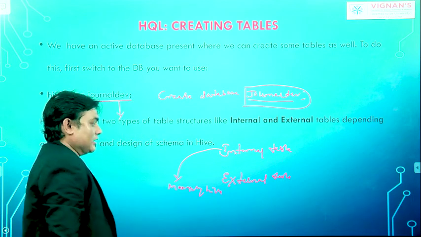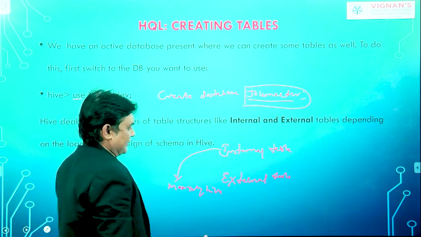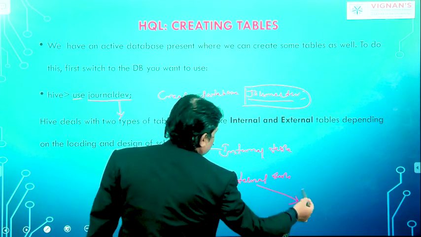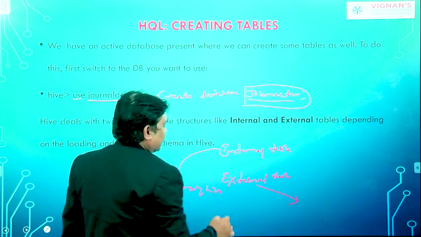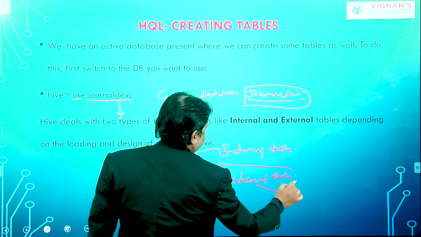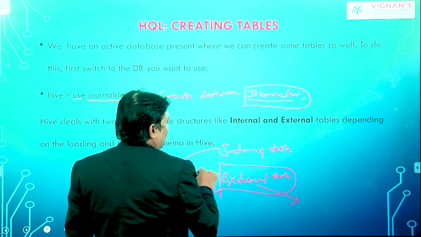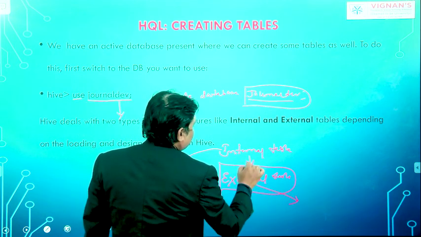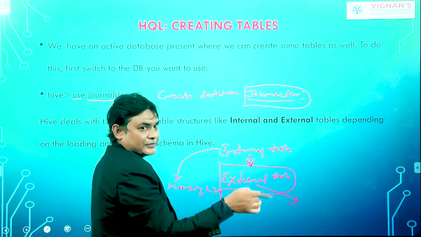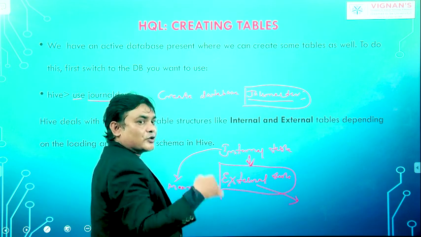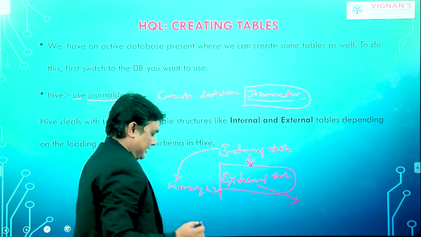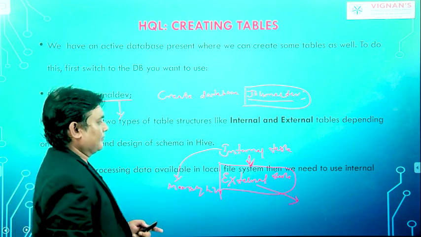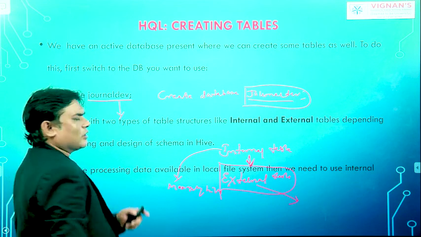Okay, internal table. And if you have data in HDFS for processing, that time you can use the external table. This external table is basically not within Hive, but you can use it for HDFS. If data is in HDFS and you want to process the data, you can use external tables. If the processing data is available in the local file system, then you need to use the internal table.